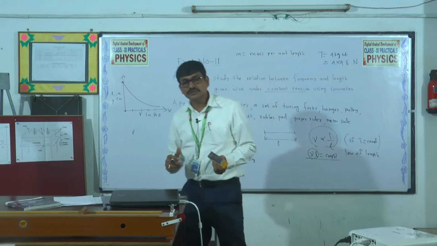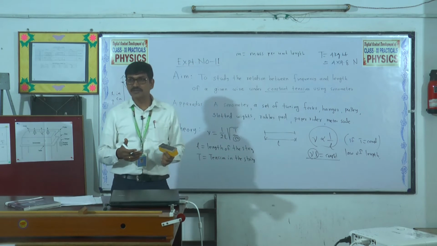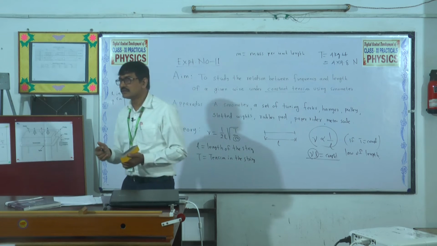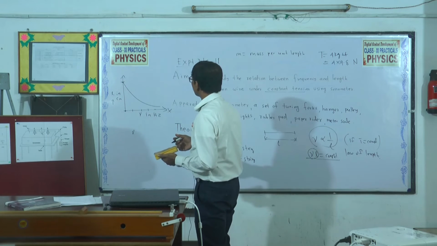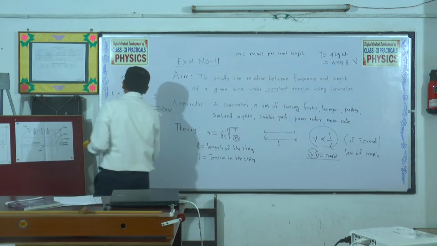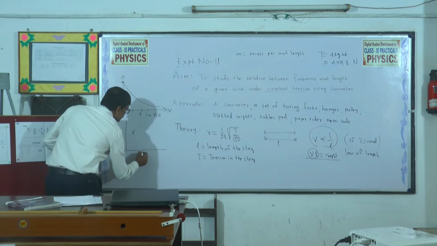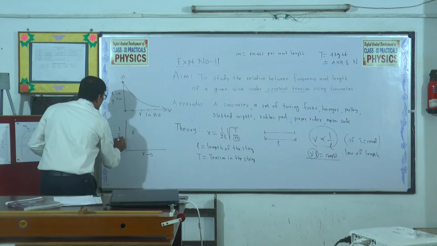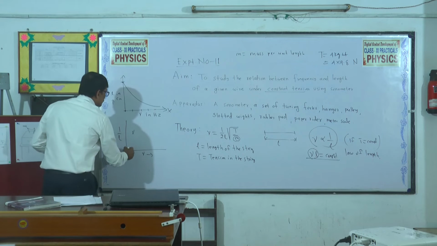Now, Dr. Rahman will explain how to take the observations. If you take 1 by L, you can draw the graph of ν versus 1 by L. This is the frequency and 1 by L graph. Okay, this is a straight line.